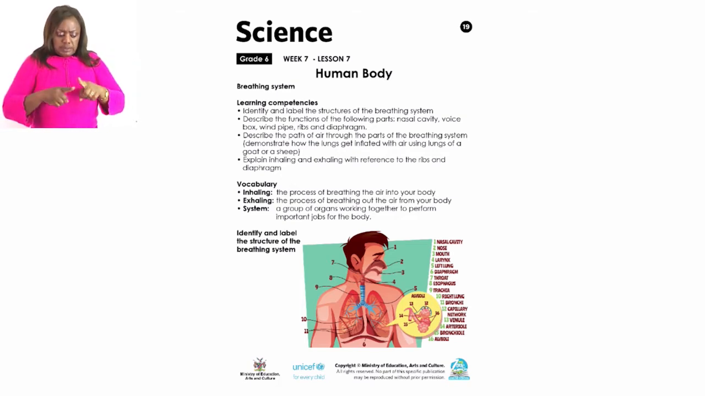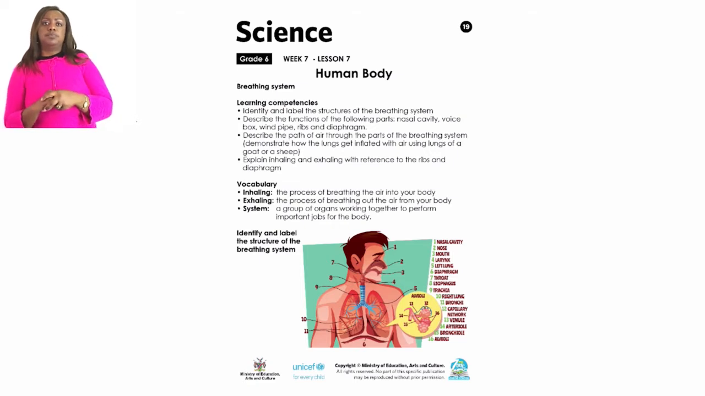It starts from your neck. It goes down to the lungs. Okay? And then we also have the right lung. As I've said before, we have two lungs. One is on your right, and the other one has to be on your left.